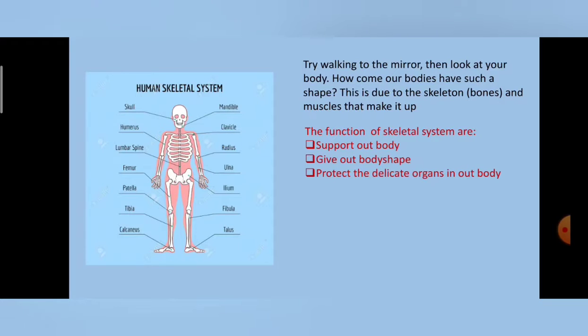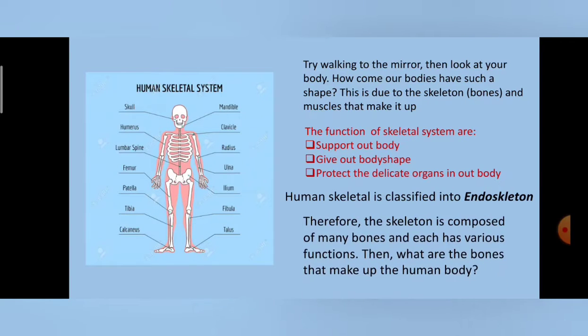The functions of the skeletal system are: 1. Support our body, 2. Give our body shape, 3. Protect the delicate organs in our body. The human skeleton is classified as an endoskeleton. The skeleton is composed of many bones and each has various functions. So what are the bones that make up the human body?